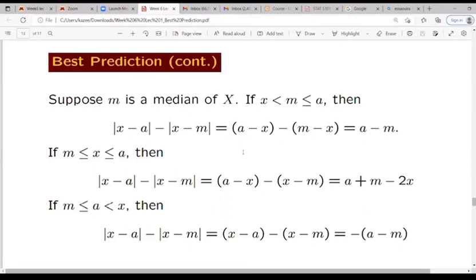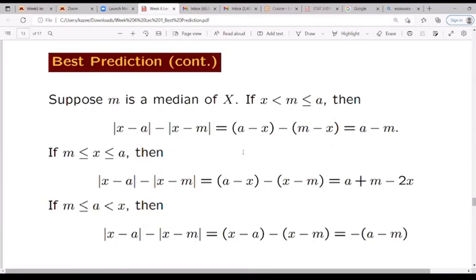Some of you in a lower level statistics course, when you're given a set of observations and you want to find the median, after sorting them in ascending or descending order, the middle value is the median. You get what I mean, right? And if you want to find the mean, it's just adding up all the observations together and dividing by the number of observations. I think you understand that. Now I want to walk you through something. Suppose M is a median of X.